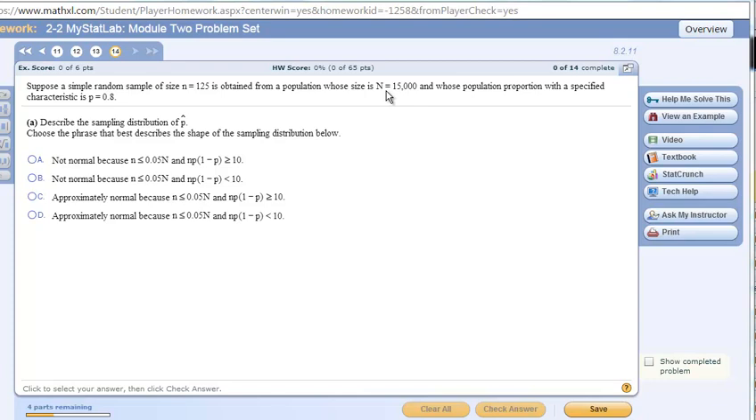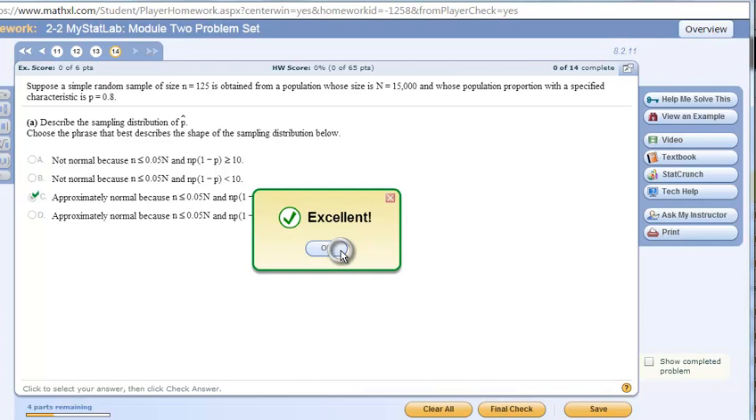Let me go ahead and calculate that out. 0.05 times 15,000, I'm getting 750, which is more than 125. So far that checks out. And then I do the sample size times p, the population proportion. So here 125 times 0.8, and then I come up with around 100. And 100 is greater than or equal to 10. So I'm going to check that out and see if that's right. Okay, that looks good.